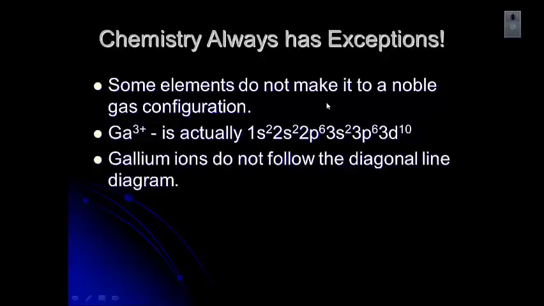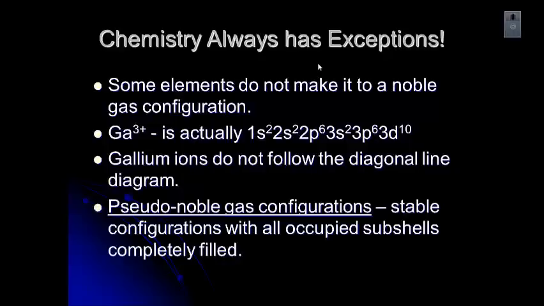If you notice, gallium doesn't follow that diagonal line diagram, that pattern that we looked at, because what it does is it fills the subshells that it has in order to make it more stable. Full subshells are more stable than partially filled subshells, and we'll get into that a little bit more. So you have to look at where those 2 electrons came from.